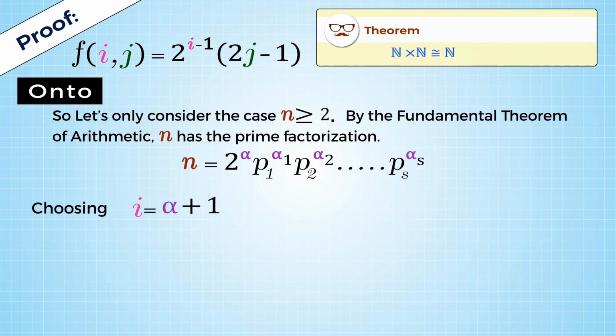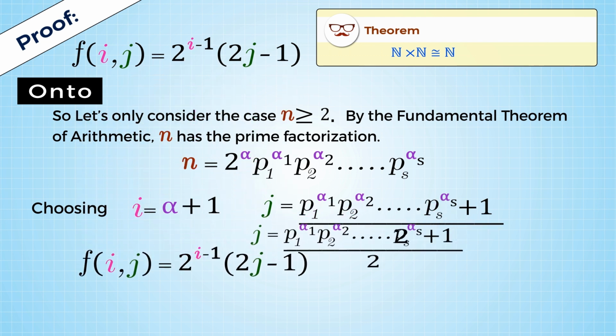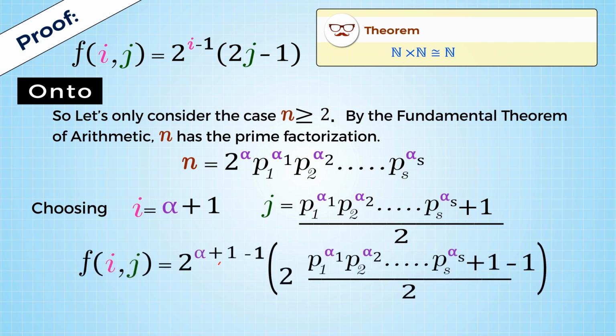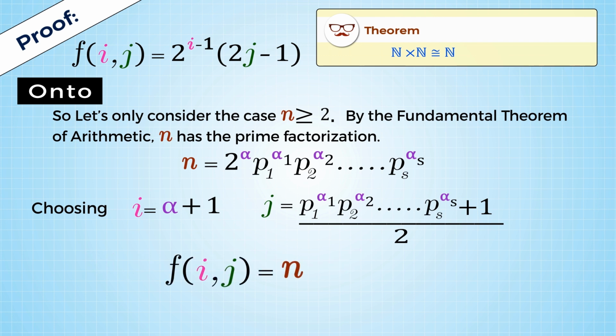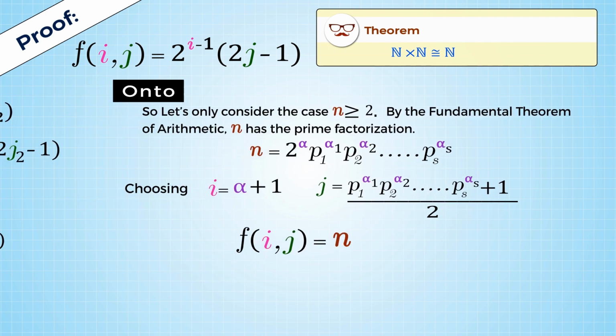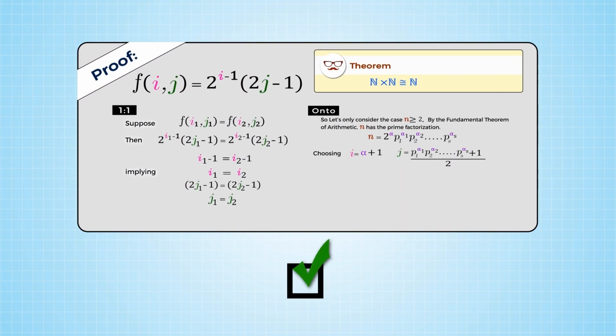Choosing i equals alpha plus 1, and j equals (p1^alpha1 times p2^alpha2 times and so on up to ps^alphas plus 1) all over 2, we can just plug it in, and we see that we have f(i,j) equals n. Note that our choice of f relied on arithmetic intuition.